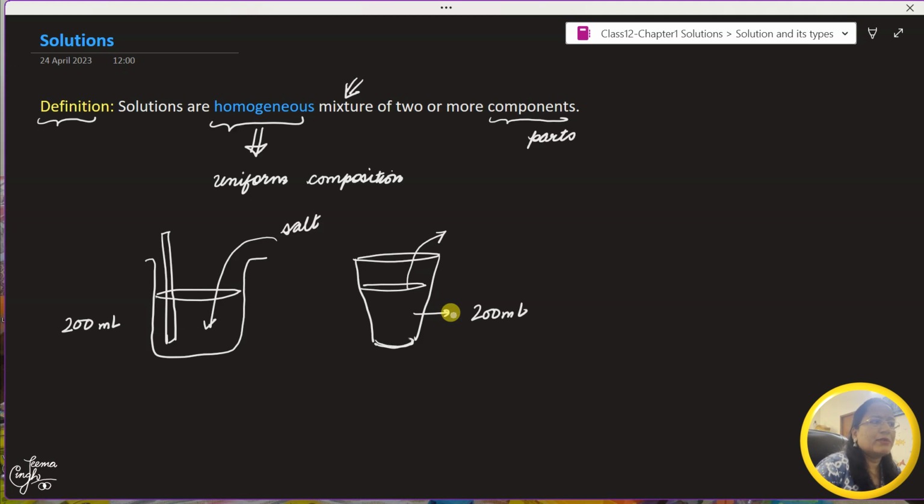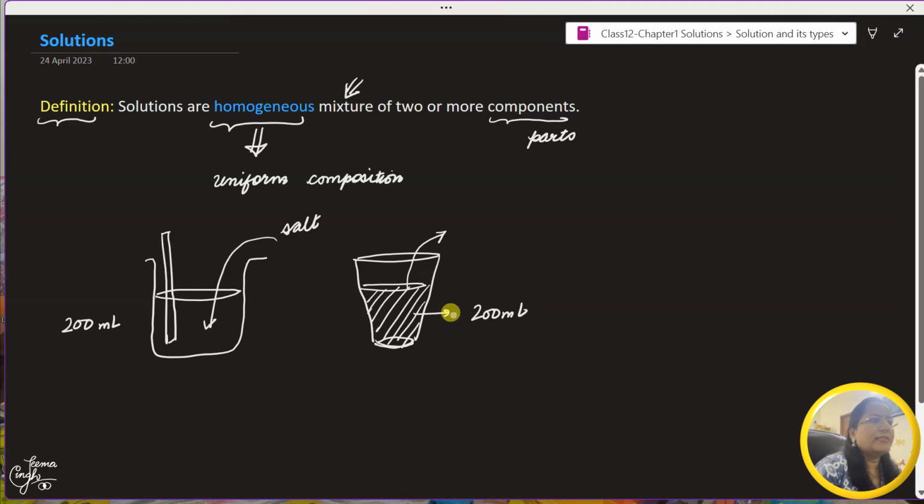And the last sip, you will see that it tastes similar. What does that mean? It has the same composition throughout. Salt is distributed uniformly throughout. So that is very, very important. Your solution should have uniform composition throughout.